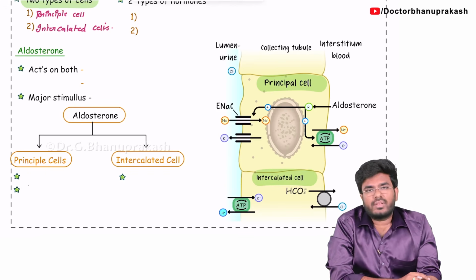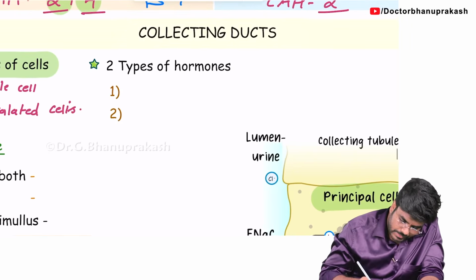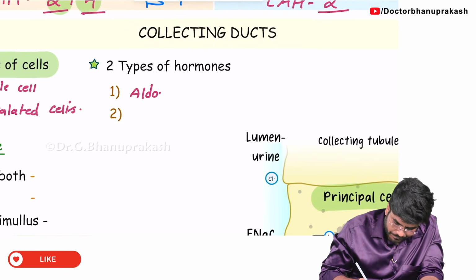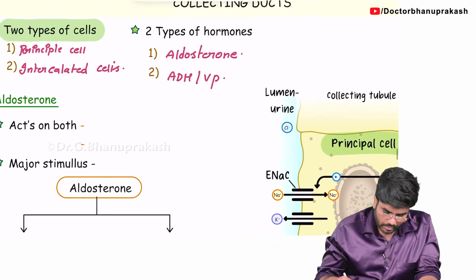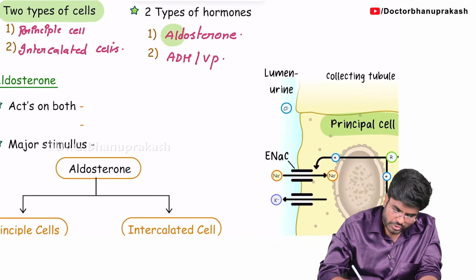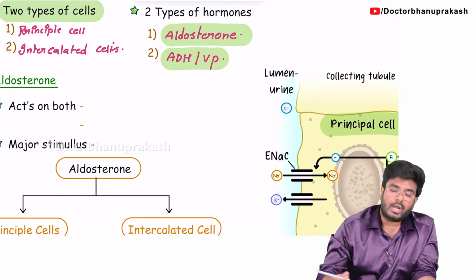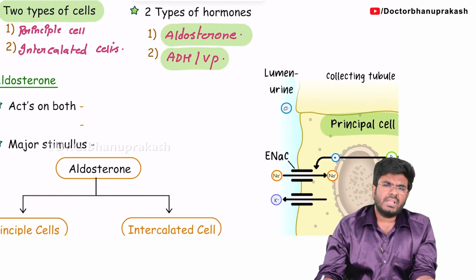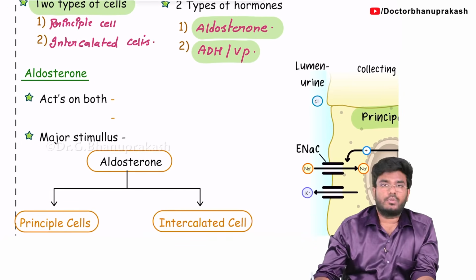But here in the last part of the nephron, two important hormones are going to act. What are the two important hormones? One is aldosterone, that is a mineralocorticoid, and antidiuretic hormone, also called vasopressin, arginine vasopressin. If we complete what aldosterone is doing to the collecting duct and what antidiuretic hormone is doing to the collecting duct, the collecting duct topic will be completed. Now, first let's begin with aldosterone.